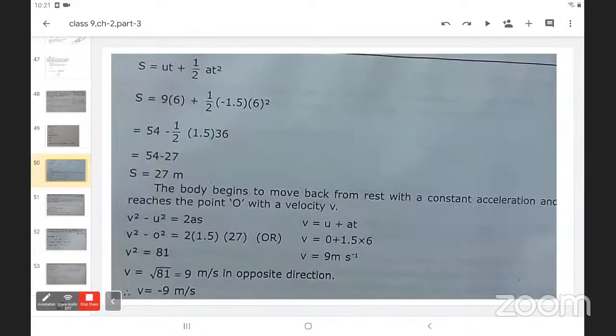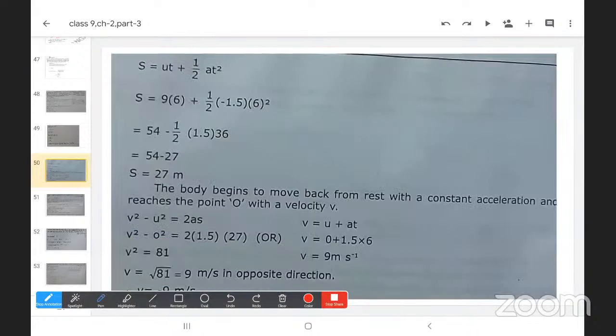Right. So it reaches the point O with a velocity v. So we can take v square minus u square equals 2as. Substitute all the values in this equation now. After substituting all the values, we got v square equals 81. So we can write v equals under root of 81. We know root 81 equals 9. So we got v equals 9 meter per second, that is in opposite direction.